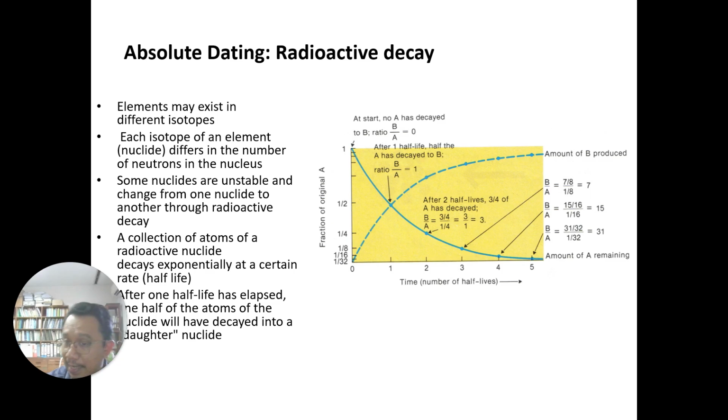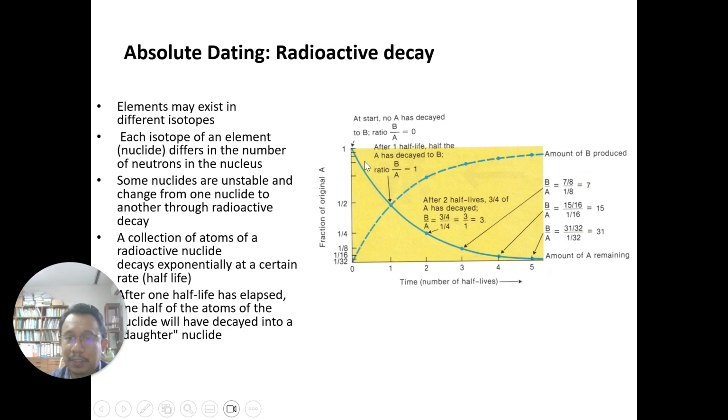Through radioactive decay, right? So the collection of these atoms of a radioactive nuclide will decay into the daughter nuclide, and the rate is exponential. That rate is called the half-life. After one half-life has elapsed, one half of the atoms of the nuclide will have decayed into the daughter nuclide. So for example here, you started with an element A, isotope A here, right?